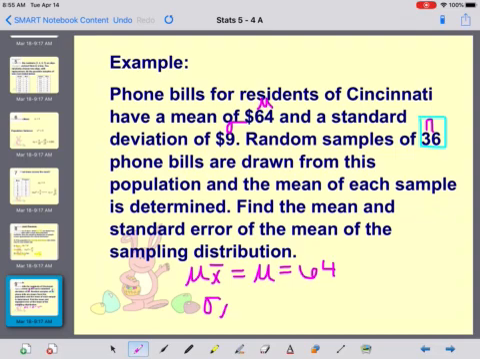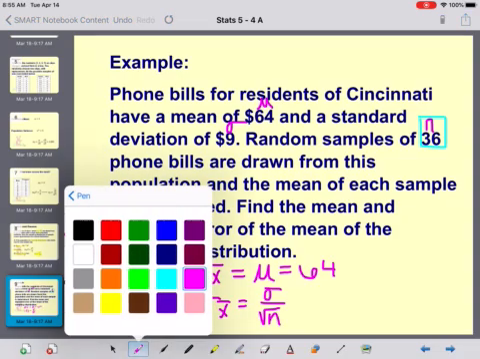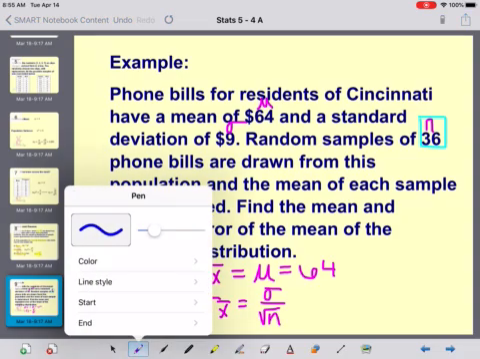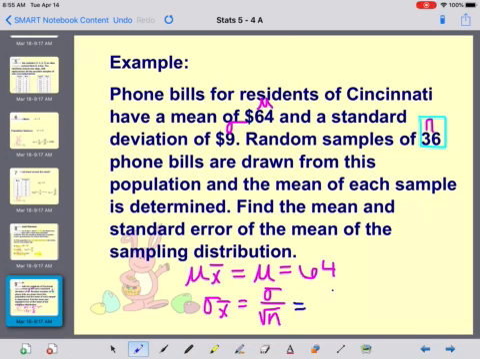Now, standard error of the mean is baby sigma x bar, which you find by taking the normal baby sigma and dividing it by the square root of n. So my normal baby sigma I already know was 9, and I'm dividing that by the square root of my sample size, which was 36. So you're just taking 9 and dividing it by the square root of 36. Well, the square root of 36 is 6, so you're just taking 9 and dividing it by 6, and you get 1.5.